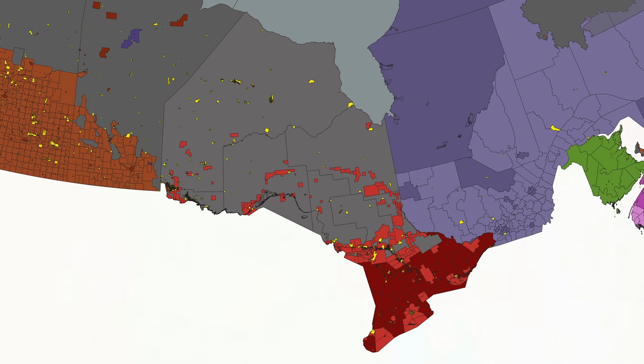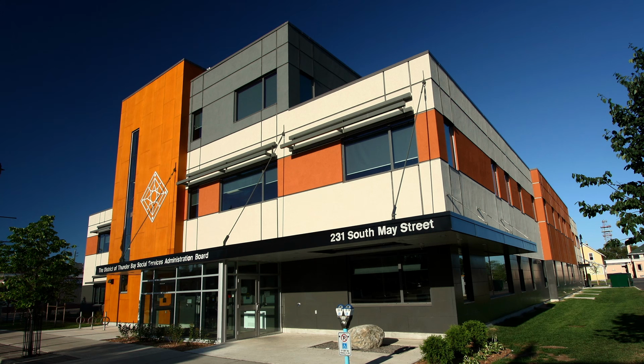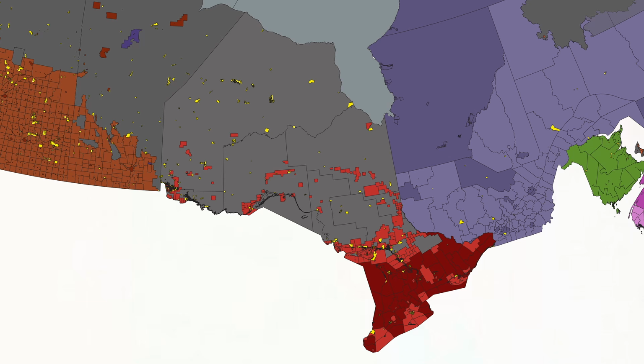Finally, Northern Ontario has districts. These are still unorganized areas, which means that they don't have a local government, but some districts do have District Social Services Administration Boards, which provide social services like childcare or homeless services. But other than that, they have no function and are mostly governed by the province.